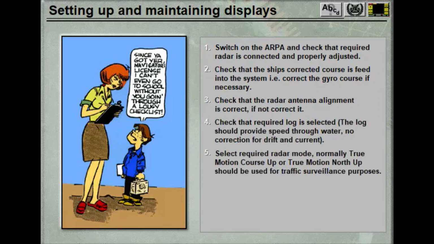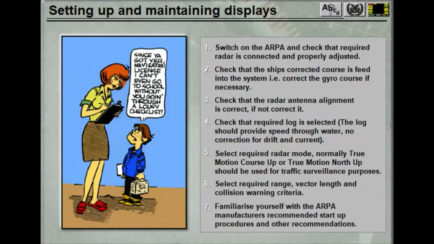Select required radar mode. Normally true motion course up or true motion north up should be used for traffic surveillance purposes. Select required range, vector length and collision warning criteria. Familiarise yourself with the ARPA manufacturer's recommended startup procedures and other recommendations.